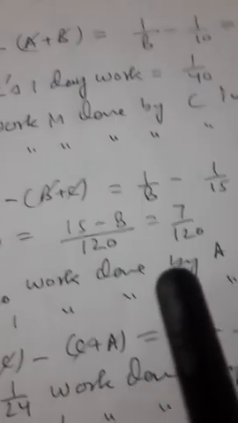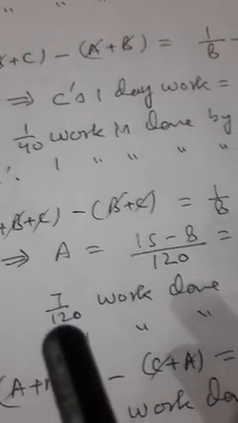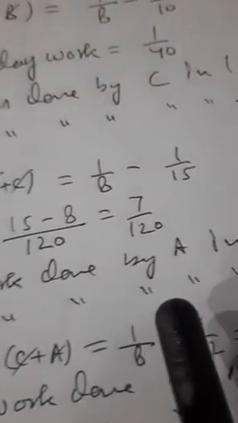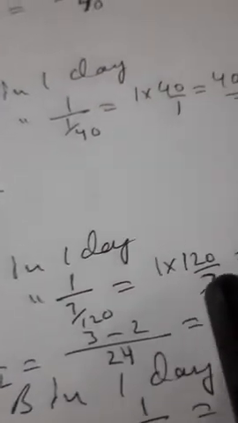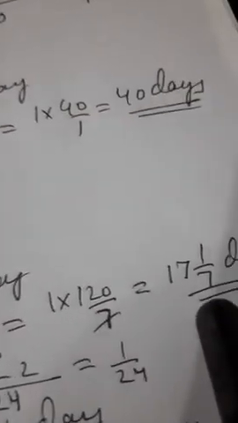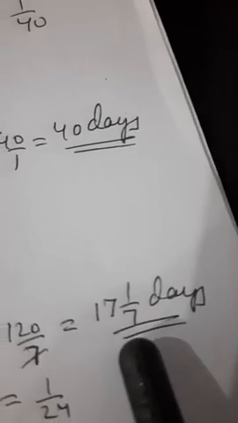So I am writing this statement directly. 7 upon 120 work is done by A in 1 day. So therefore 1 work will be done by A in 1 upon 7 by 120. That is 1 into 120 by 7. We convert this into mixed fraction. So we get 17 whole number 1 upon 7 days.